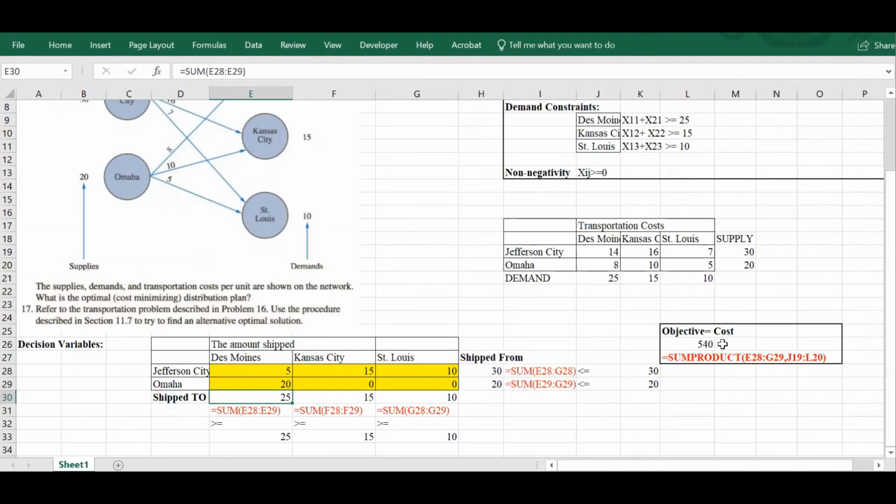The minimum transportation cost would be $540 if you want to satisfy the demand of our buyers using the supply capacity of our suppliers. And this is how you do it. This is basically how you can satisfy the buyers using the capacity.